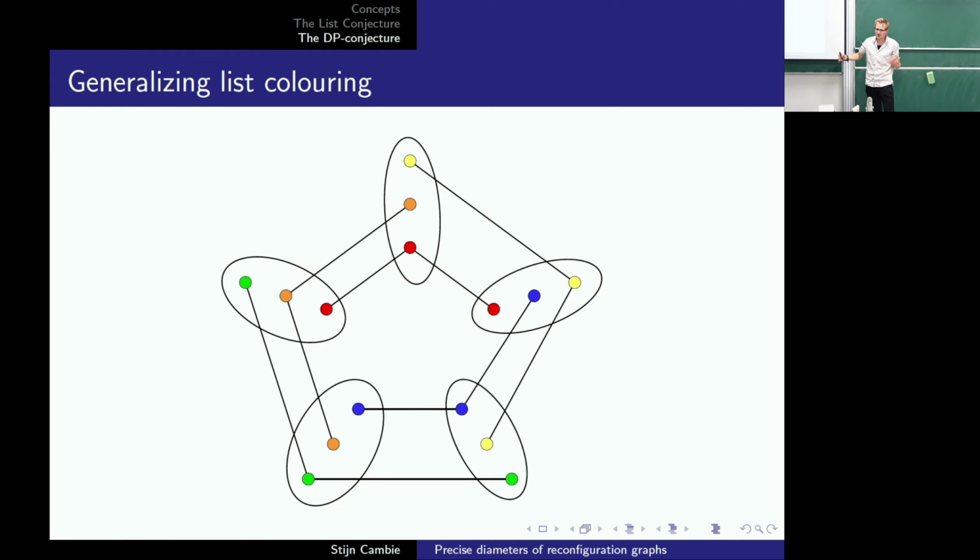So for example, if you have a C5 and we have lists of length 3, then you can look at the lists which have 3 colors. So for example, this vertex has a list with blue, yellow, and green. So these are the lists of its 2 neighbors. And if some colors are the same in the lists of neighbors, so for example, this one is blue, this one is blue, then it's not allowed to pick blue in a proper coloring for both vertices.